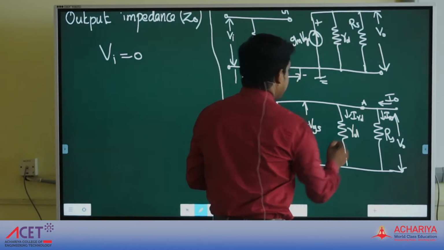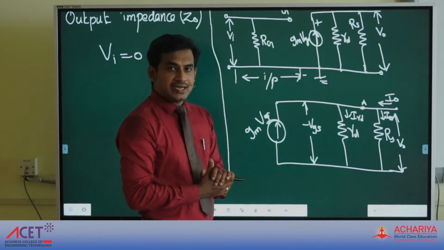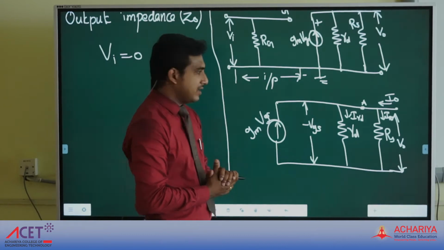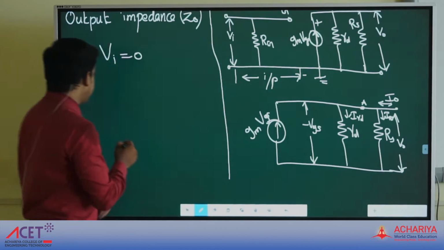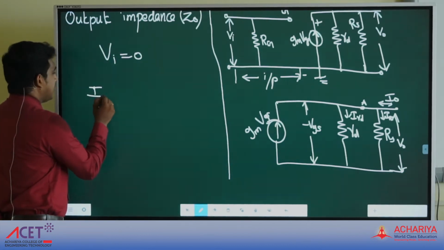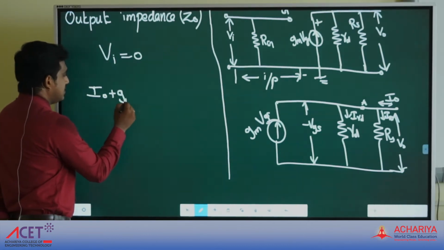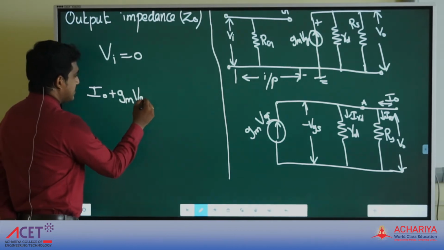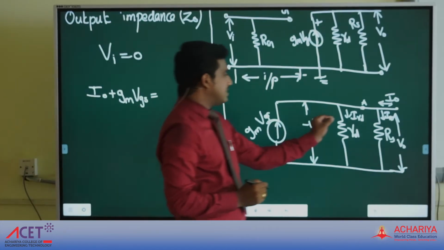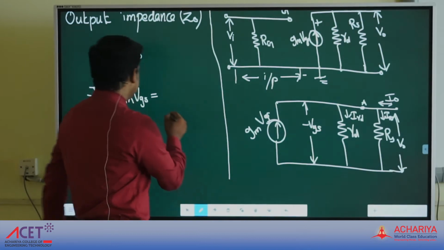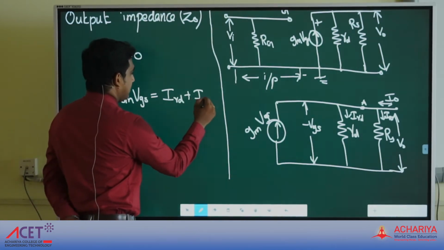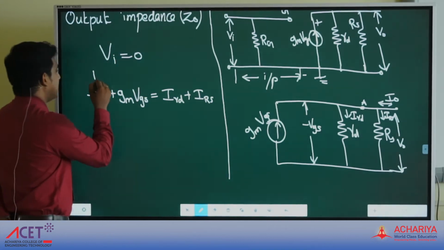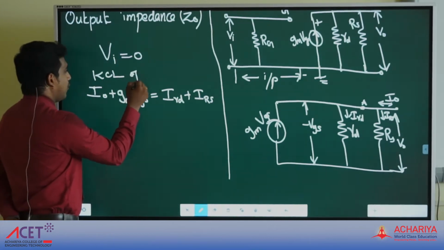This is the node A. KCL means sum of incoming current is equal to sum of outgoing current. Here see, the incoming current is I0 and GM VGS. So we can write I0 plus GM VGS is equal to, the outgoing currents are IRD and IRS, IRD plus IRS. This is the KCL equation of output loop.